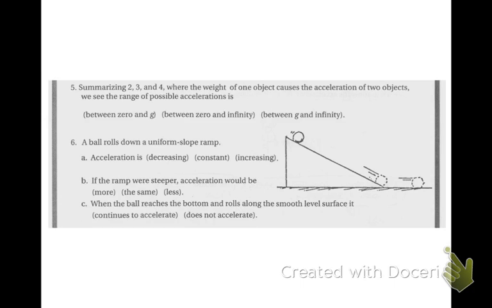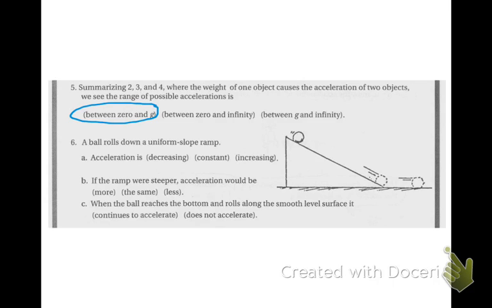So now, I want you to try questions 5 and 6 on your own. Hopefully you paused the video. Now let's go over question number 5. Summarizing 2, 3, and 4, where the weight of one object causes the acceleration of 2 objects, we see that the range of possible accelerations is between 0 and g. You can't accelerate any faster than the force of gravity, and you can't do anything less than nothing.